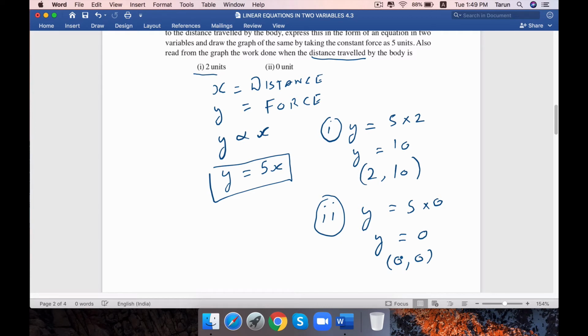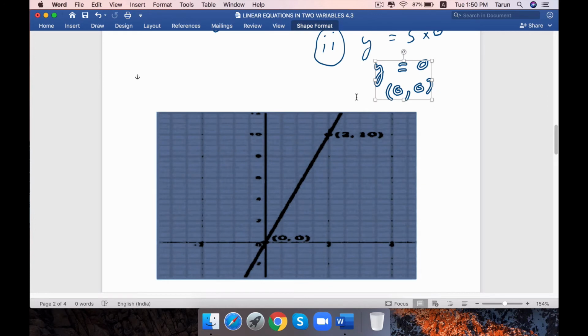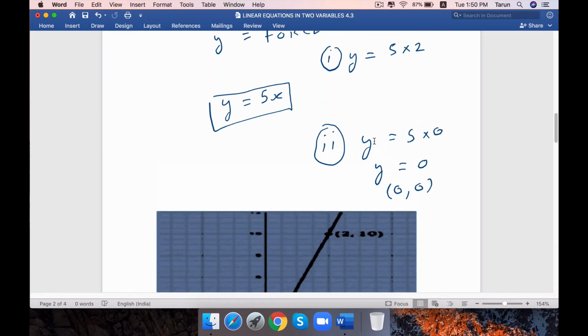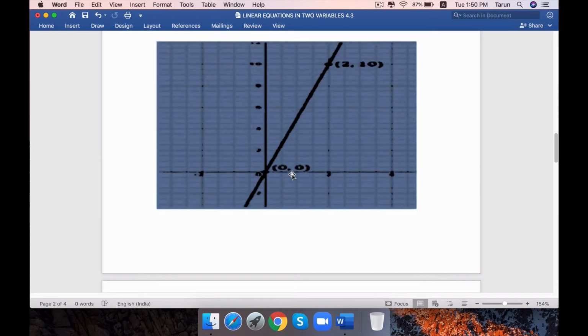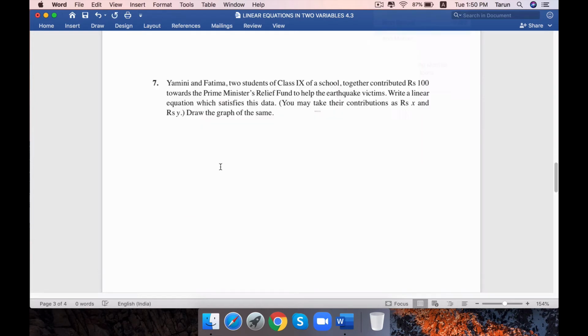Now let us draw the graph for this. The graph will look like this when we have drawn it using the coordinates 2 comma 10 and 0 comma 0. So this is our final graph. Question 7 says Yamini and Fatima are two students of class 9 who have together donated ₹100.